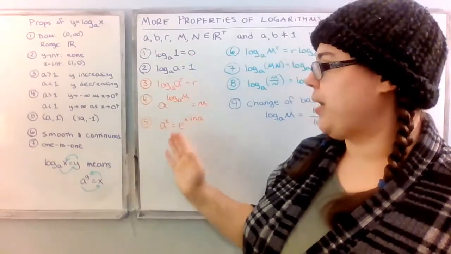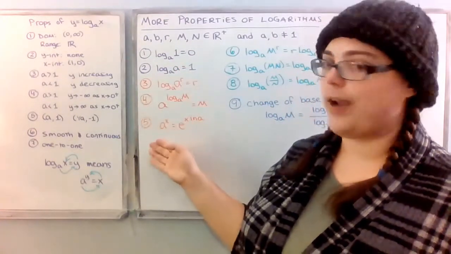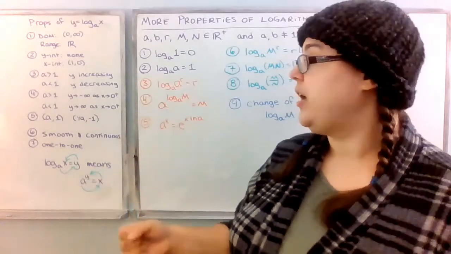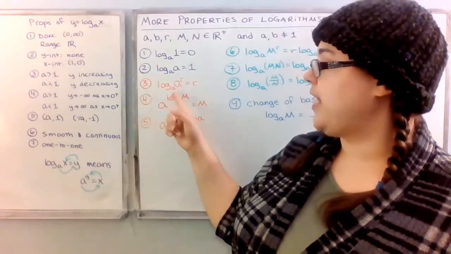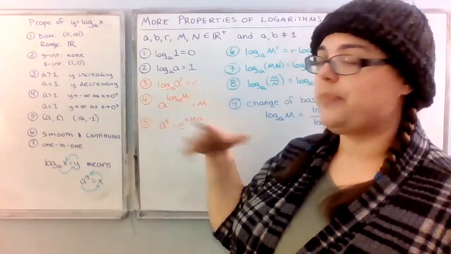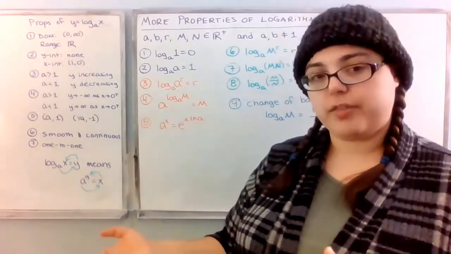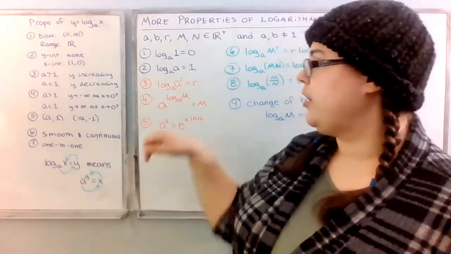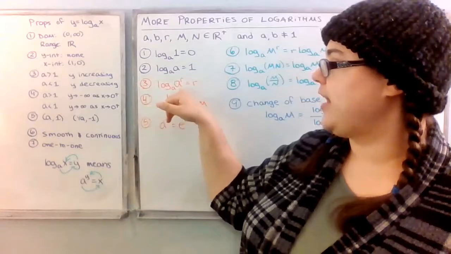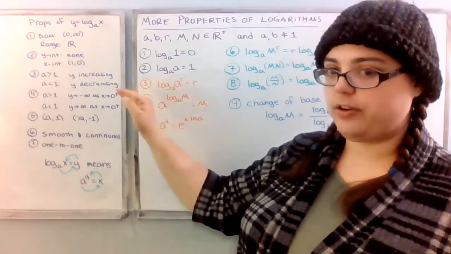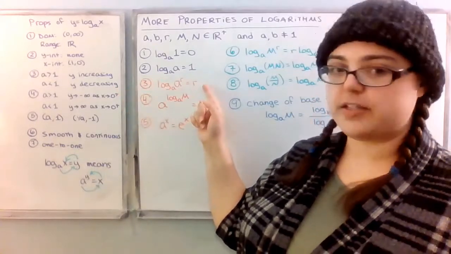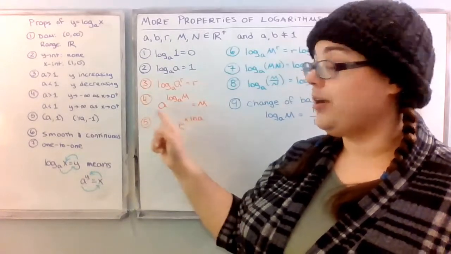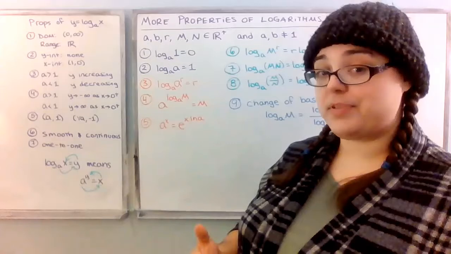These next 3 properties that are written in red are helpful when you're solving an equation. So we have that log base a of a to the r equals r. This is because logarithmic functions undo the base of an exponential expression. So the log base a and the exponential base a cancel each other out, and you're just left with the exponent, which was r. Property number 4 is doing pretty much the same thing, just in the opposite direction.